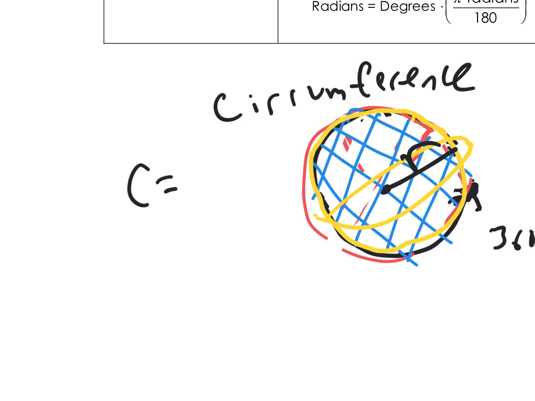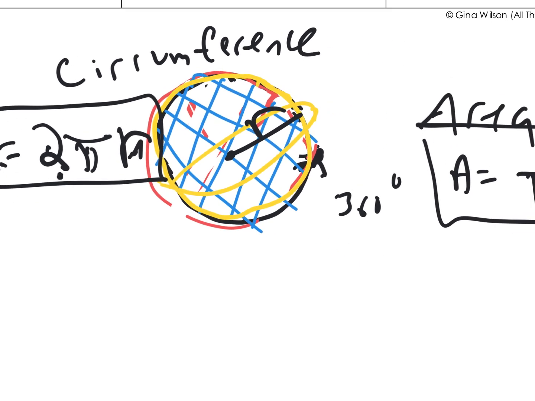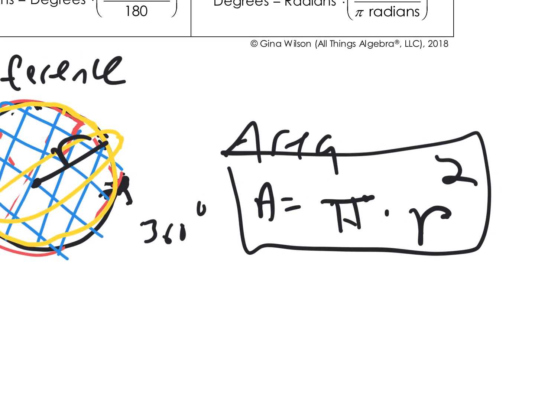Isn't it like the C equals... Keep going. C isn't part of the thing, right? C is the circumference, yes. 2 pi r. C is 2 pi r. Area is pi r squared.